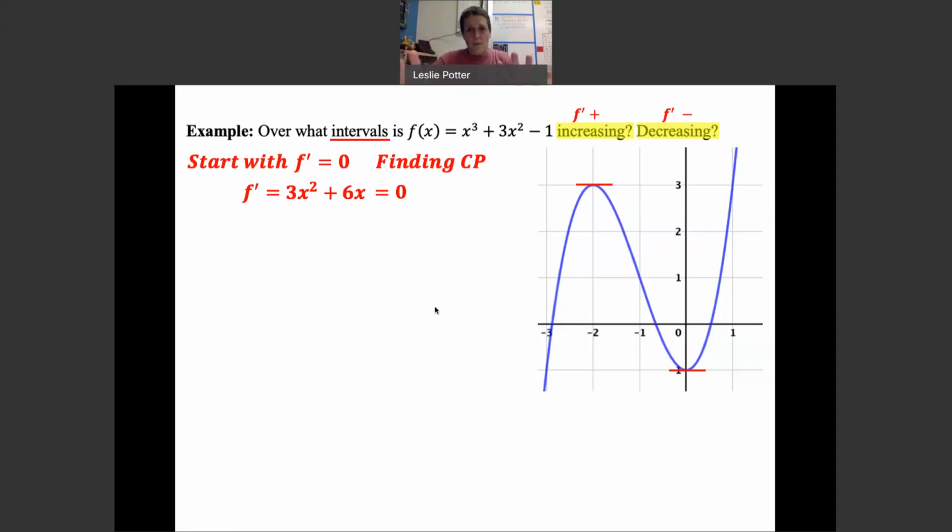Okay, those 4 steps you're going to do over and over and over. Find the derivative, set it equal to 0, factor it, solve it. So we found the derivative, we set it equal to 0. We're going to factor this. We're going to factor out a 3x, and now we're going to solve it.